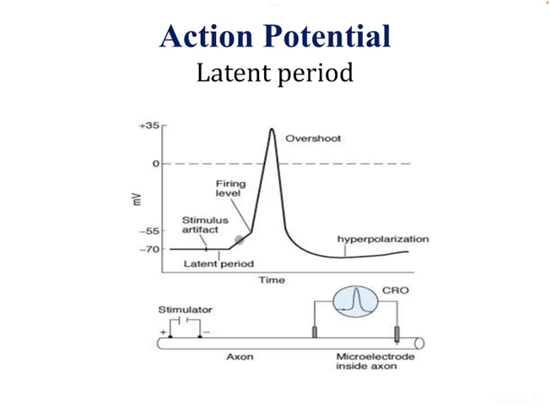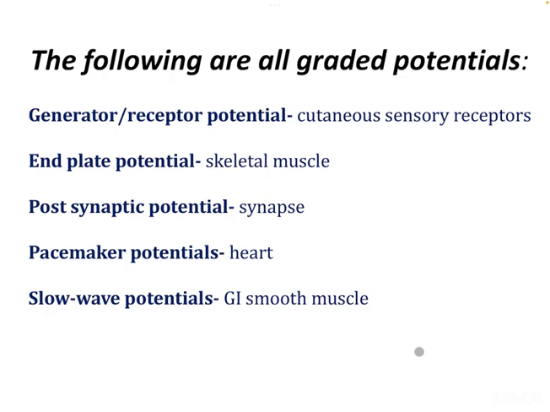Graded potentials die out over a short distance. However, they can be summated, meaning when their magnitude is sufficient, they lead to the generation of action potential. Some examples of graded potentials are: generator-receptor potential in cutaneous sensory receptors, end-plate potential in skeletal muscles, postsynaptic potential in synapses, pacemaker potentials in the heart, and slow wave potential in GI smooth muscle.